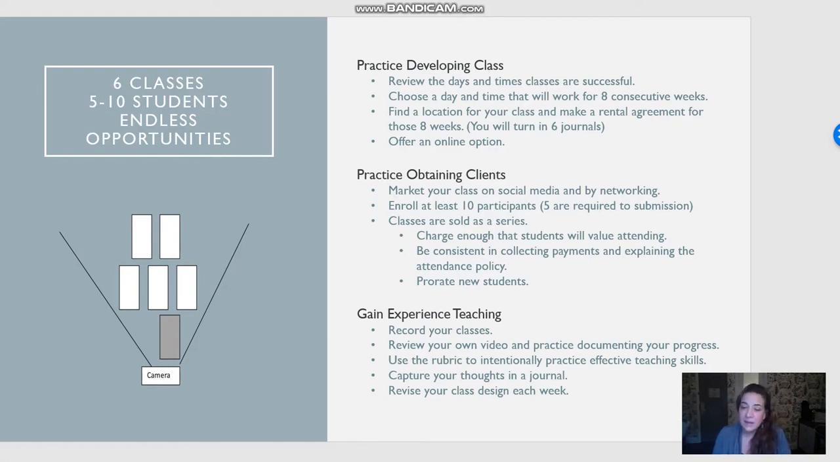All right, be consistent in collecting the payments up front. Explain the attendance policy, which is if you miss a class, you just miss a class. There aren't going to be makeups for these courses. So we want to make sure that you as a teacher are getting paid and rent is getting paid for the space that you're going to use. As students show up in the middle of the course, make sure you're still signing up people as the course is going on. You can prorate those students.